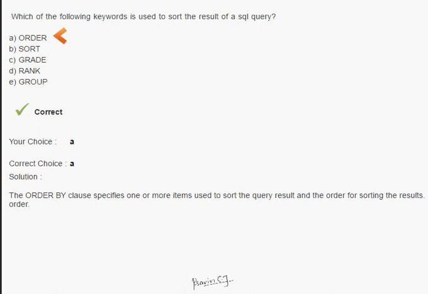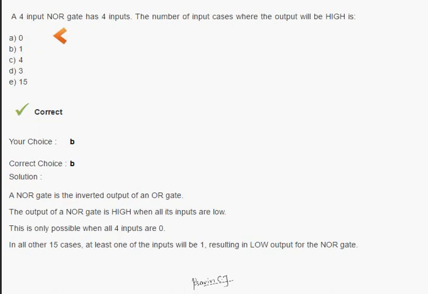Okay, so the next question: a 4 input NOR gate has 4 inputs. The number of input cases where the output will be high. We are talking about the NOR gate. We have 4 inputs. Very simple question. The number of input cases where the output will be high.